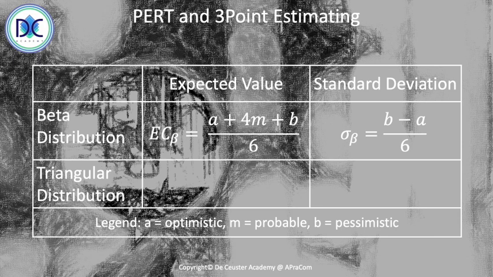and the standard deviation is (b - a) divided by 6. We can do the 3-point estimating method, which is based on the triangular distribution, and here we take just the average of the optimistic, the probable, and the pessimistic estimates, and for the standard deviation we have the range, pessimistic minus optimistic, divided by 5. So here we've seen all the different methods for how to complete cost estimations.